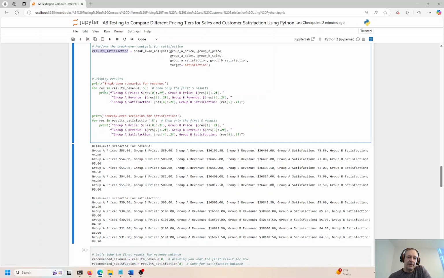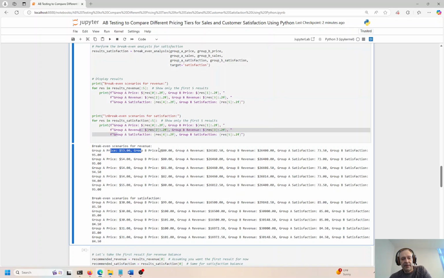I'm doing a simple print statement for the results, revenue and satisfaction. We're printing Group A price, revenue, and satisfaction, and we have the B's too. So we can see Group A price is 53, B is 80. So with B, right out of the door, we're spending more. A revenue is 26,000, B revenue is 26,400, 26,100. A satisfaction is 73.5 and B satisfaction is 95.